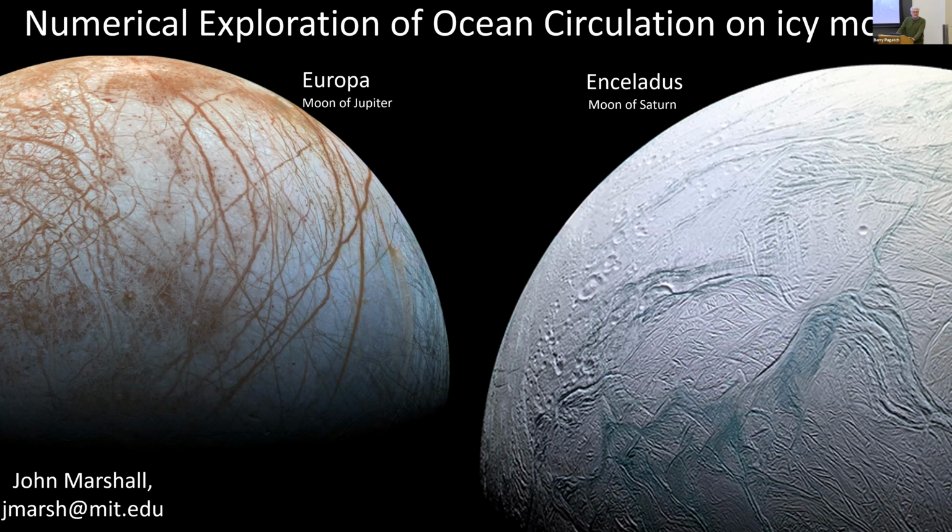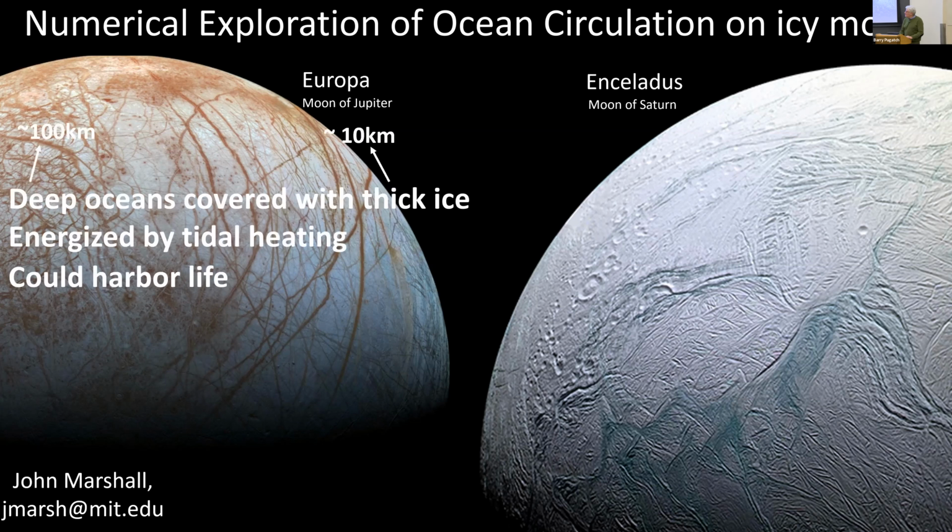Well, thanks very much for inviting me over to talk. I'm going to discuss the ocean circulation on icy moons, and in particular Europa, which is a moon of Jupiter, and Enceladus, which is a moon of Saturn. We think these are deep oceans covered with thick ice. The ocean might be 100 kilometers deep with a 10-kilometer thickness of ice. And what we're seeing is just an image of the surface of the ice. These oceans exist and are energized by tidal heating.